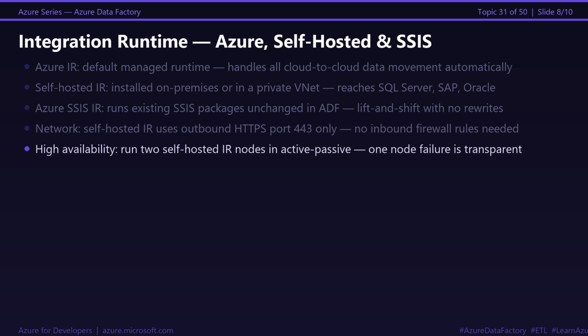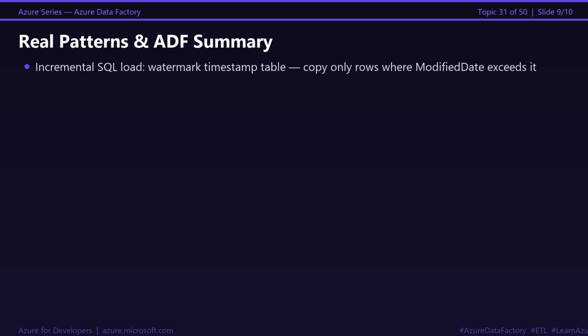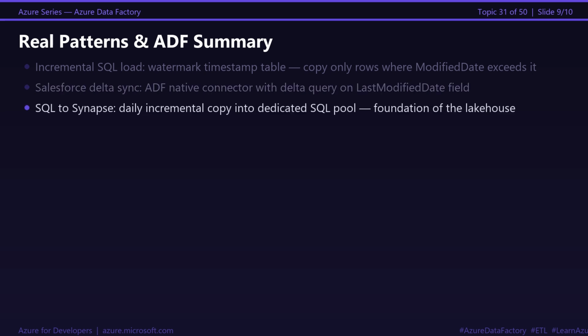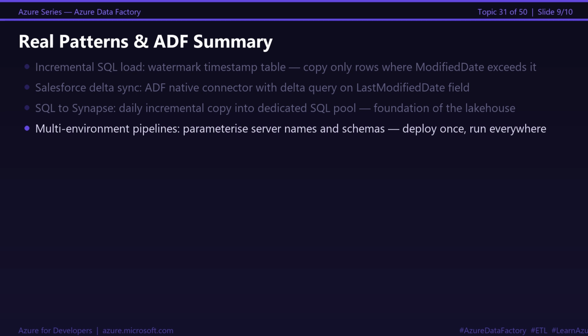Incremental load from SQL: store a watermark timestamp, copy only rows where modified date exceeds it, update the watermark after each run, efficient and idempotent. Salesforce Delta Sync: the native ADF connector with Delta query on last modified date pulls only changed records. Multi-environment pipelines: parameterize server names and schema names, one pipeline template, 3 parameter files for dev, staging, and production.